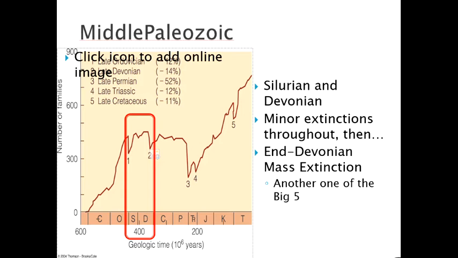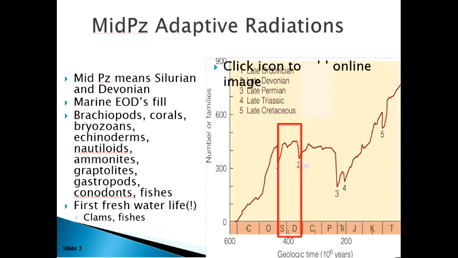So the end of the Ordovician mass extinction, which is number one here, and then almost at the end of the Devonian mass extinction, number two. Before that, there are adaptive radiations. So especially throughout the Silurian, what happens is the marine environments that were suffering at the end of the Ordovician, they bounce back. They bounce back in a big way. And there's the roster of a whole bunch of the things that come back, which we'll talk about in just a second in this lecture.